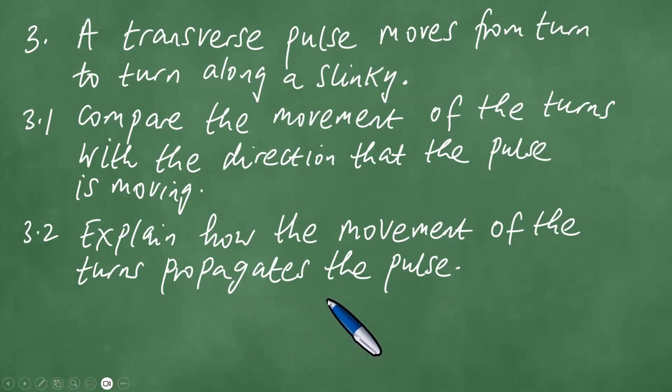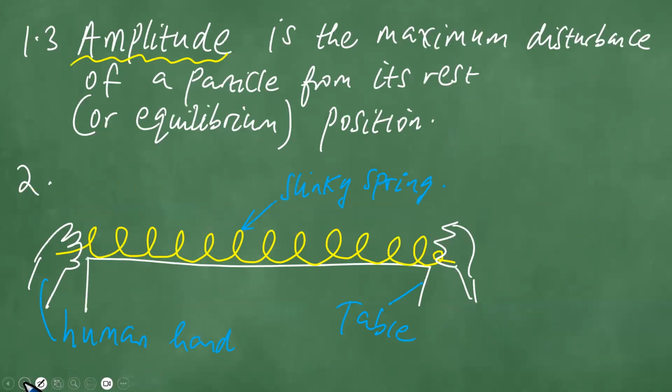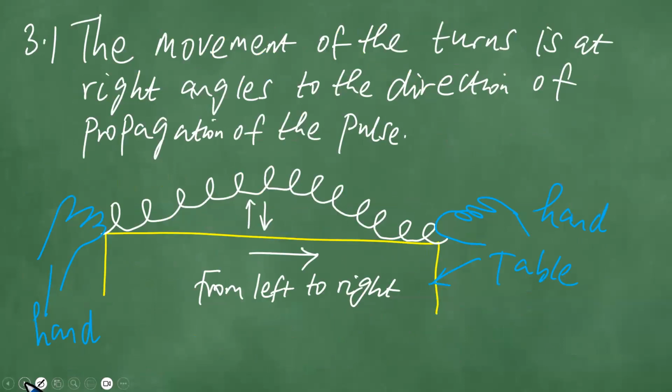Propagates the pulse. So in other words, let's explain 3.2 now. How the movement of the turns propagates the pulse. How is it that those turns, when it's turning like this, how does it propagate the pulse from left to right? How? Okay, so let's explain that part. We have the notion of momentum as well.